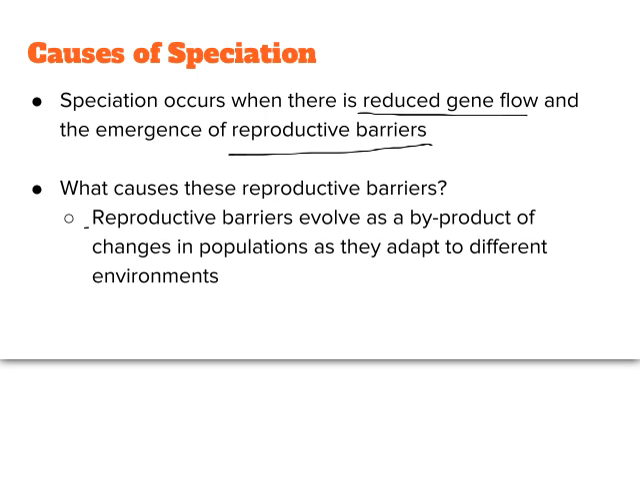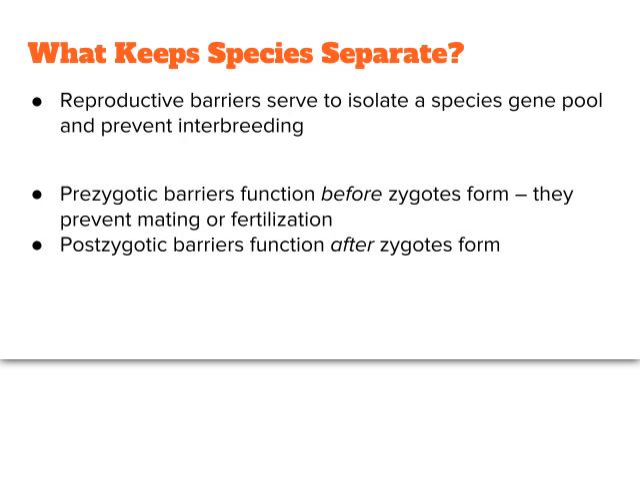Reproductive barriers are generally a byproduct of changes in populations. As populations evolve to different environments or adapt to different environments, they're going to evolve new traits that may or may not prevent them from mating with their original population ancestors. There are two main types of reproductive barriers: prezygotic barriers and postzygotic barriers.